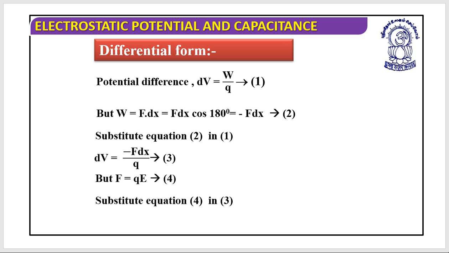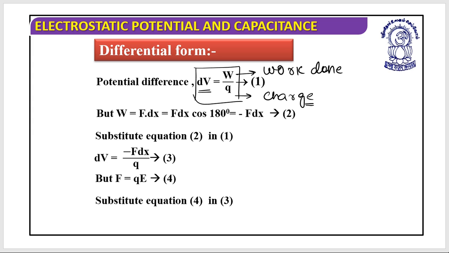In previous classes, when we discussed what is potential and what is potential difference, we came to know that potential difference dV is equal to work done divided by charge. This stands for work done, and this is charge q. And I know that work done is a dot product, a scalar product of force and displacement.